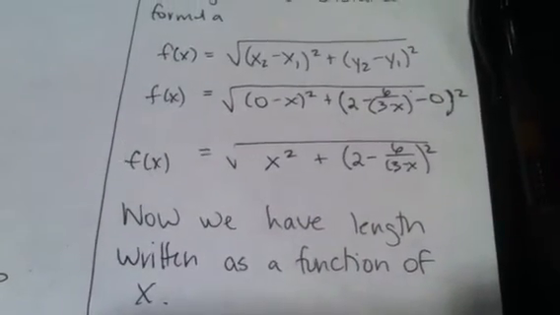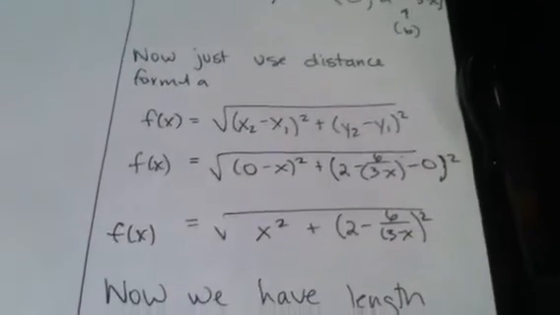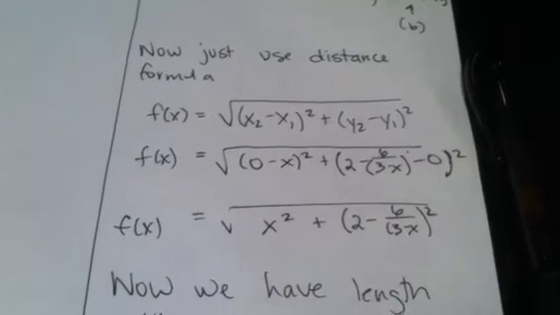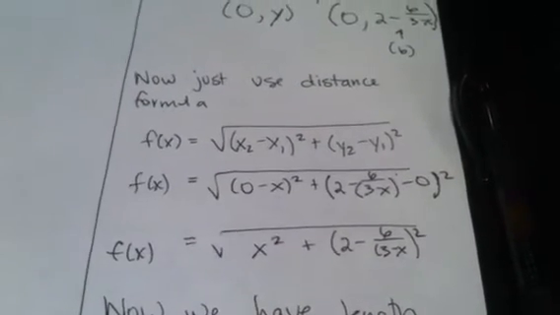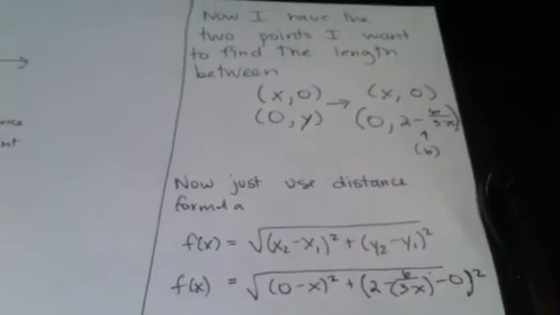So now we have the length of the hypotenuse written as a function of x. So that's where it's at. It's a little messy, but once we get into it, it's not really that bad. But it is kind of a messy start.